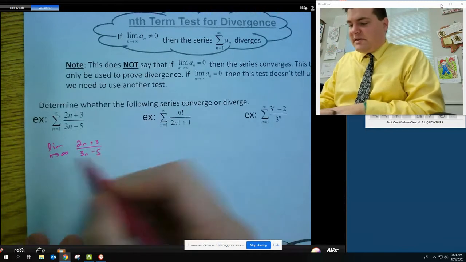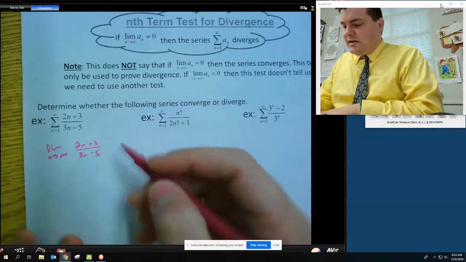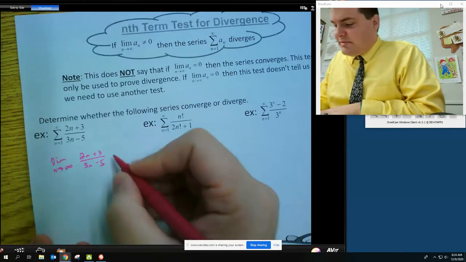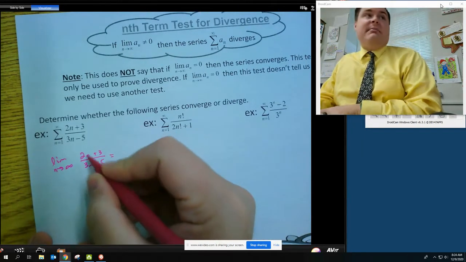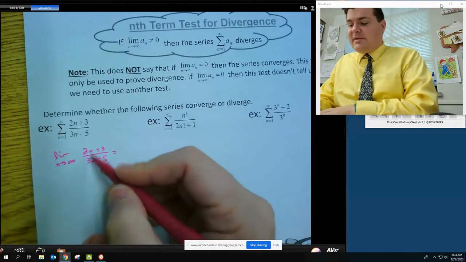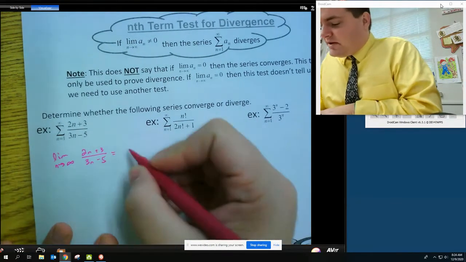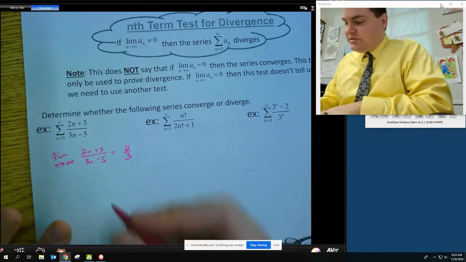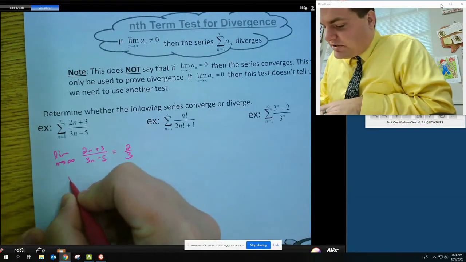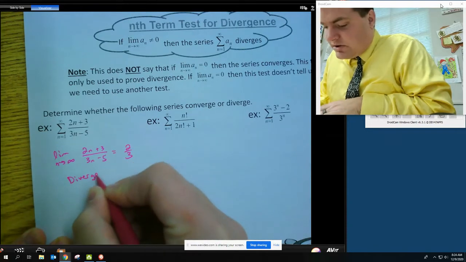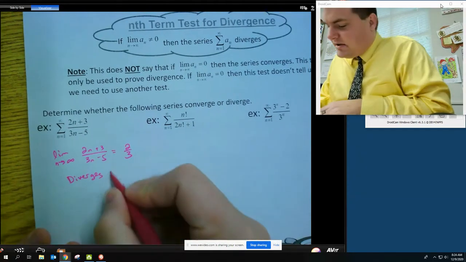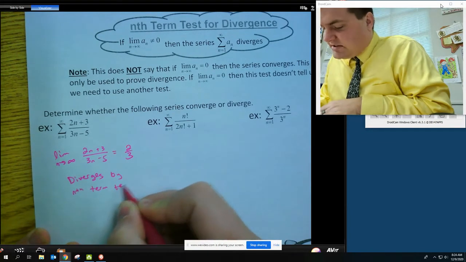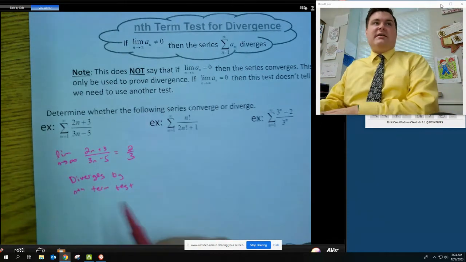So if I find the limit of this, since it's going out to infinity, the top and bottom grow at the same rate. What I mean is we have a larger value on the bottom, the 3n. So just use the coefficients here, and you're going to get 2/3. Therefore, the series diverges. You always have to state the test, so this diverges by the nth term test.